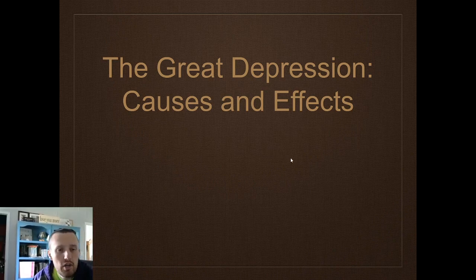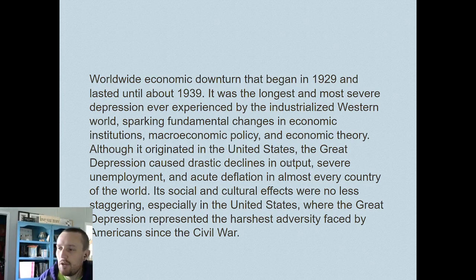Okay, so here we go. What is it? The Great Depression. This is a big juicy definition. Sorry, I don't like to put this much text on there, but go ahead and pause it if you want to read this fully. I'm just going to skim it. Basically, it is a worldwide economic downturn. That's a good way to say that, actually. That began in 29, lasted approximately until 39, when the United States will start ramping up for World War II. It was the longest and most severe depression ever experienced by the industrialized Western world, sparking fundamental changes in economic institutions, macroeconomic policy, and economic theory.